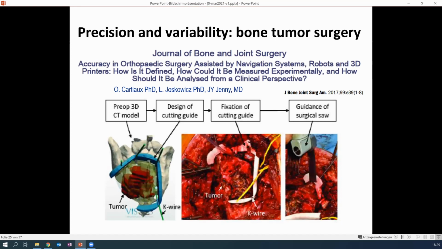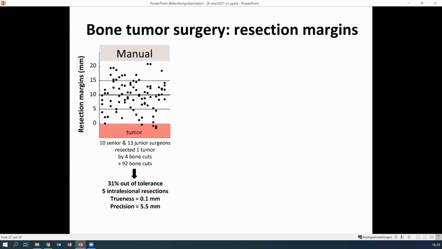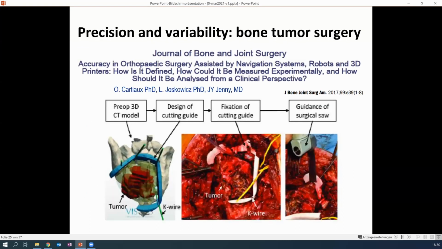Okay, the second example I want to give you, and this is going to talk about the technical part, is about precision and variability when we're talking about bone tumor surgery. This is work that was performed by Olivier Cartier in Belgium and Professor Jean-Yves Génie in Strasbourg. Okay, this is the experiment.